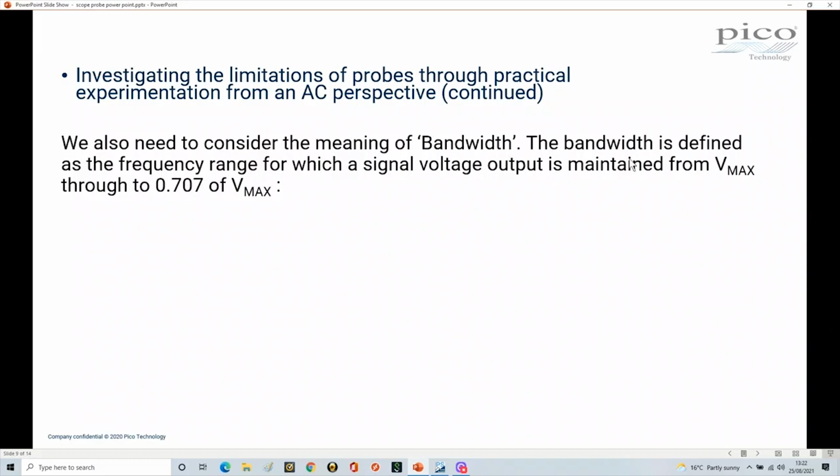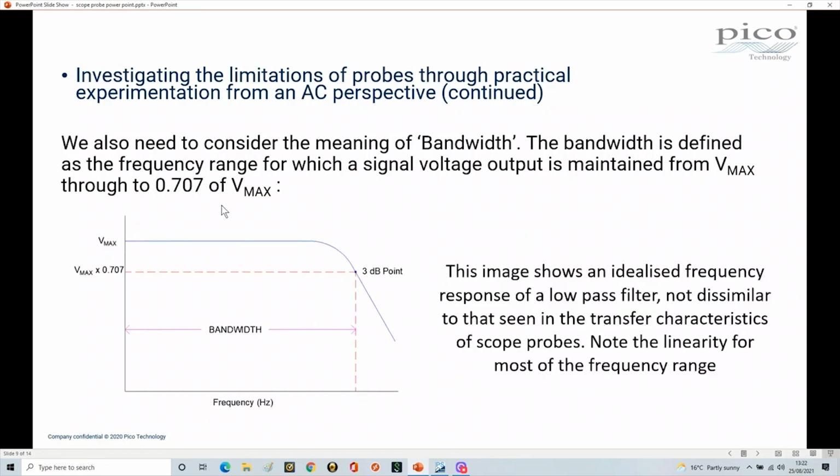basically the frequency range for which you maintain a Vmax through to 0.707 of Vmax. So ideally, what you end up with is this kind of characteristic. Now, this is a characteristic for a low-pass filter. Here we have Vmax, and we want this as constant as possible for our frequency range. We don't deviate our signal, we don't change our signal in any way throughout the frequency bandwidth of the probe until you get towards the end, where we get to the 3 dB point, which is max times 0.707. And that gives our 3 dB point, which is the bandwidth point of our frequency range. And that's how we get the bandwidth.